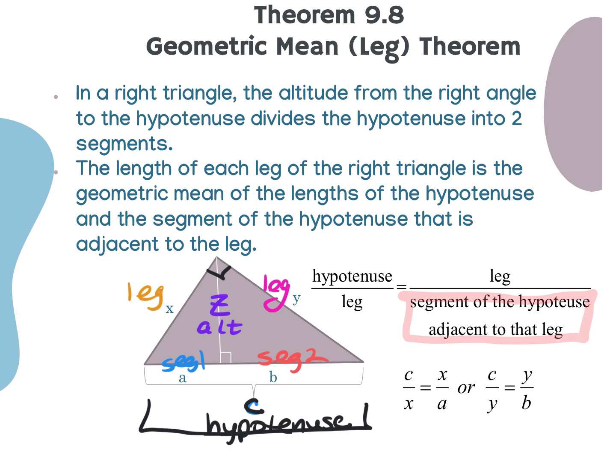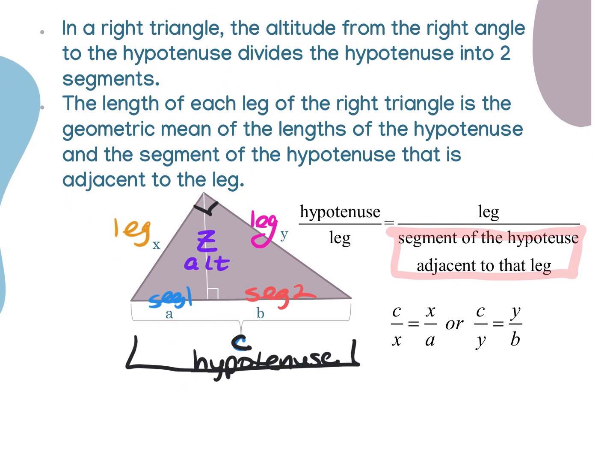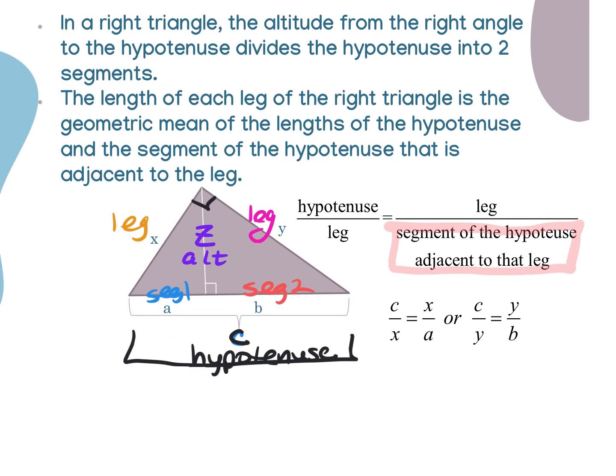I have an acronym, so you don't have to say all these words. So my acronym for this is going to be the letters S for segment, O for of, H for hypotenuse, A for adjacent, and then L for leg. I call this denominator my SOHAL, segment of the hypotenuse adjacent to the leg.